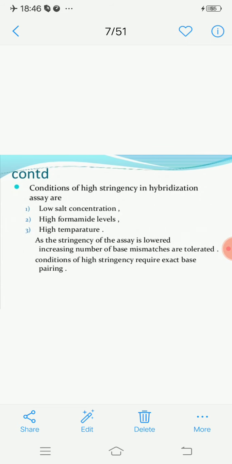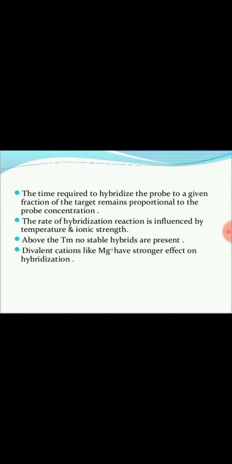Yes, then some conditions are required for the hybridization, like low salt concentration, high formaldehyde level, high temperature. These are some stringency conditions which are utilized for this hybridization purpose. The time required to hybridize the probe depends on the concentration of the probe. Meaning if you add a larger amount of probe, then the time required is less. If you add a smaller amount of probe, then the time required will be more.